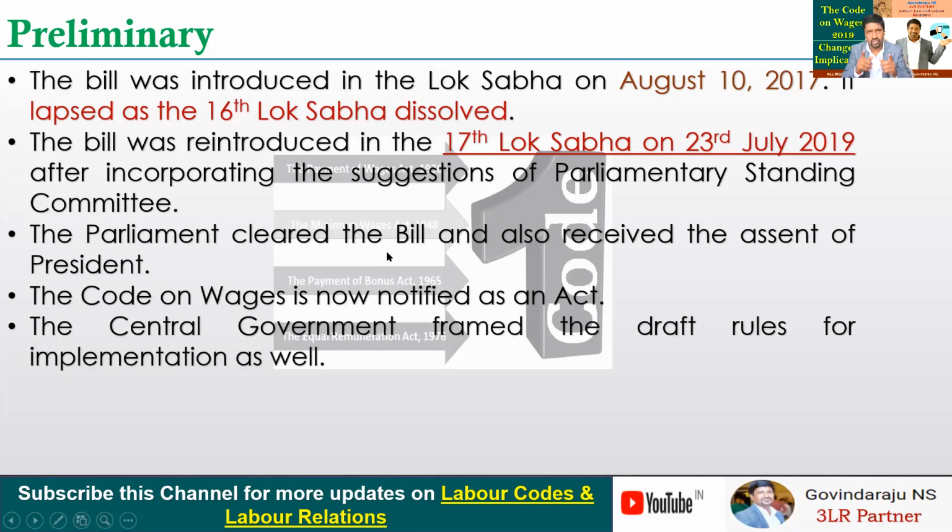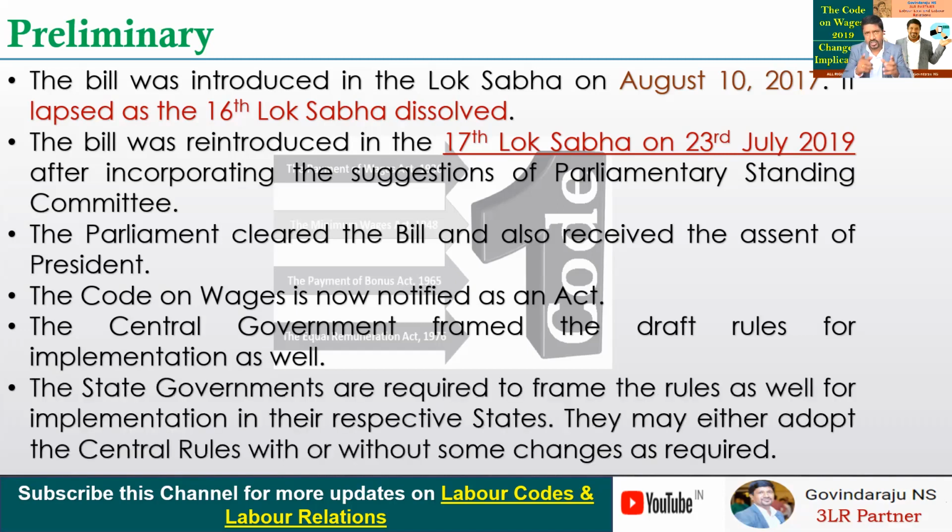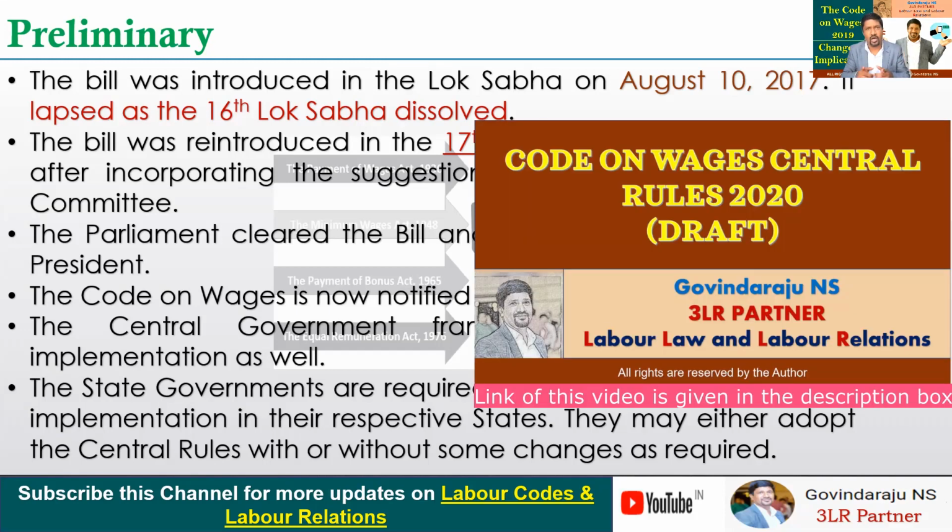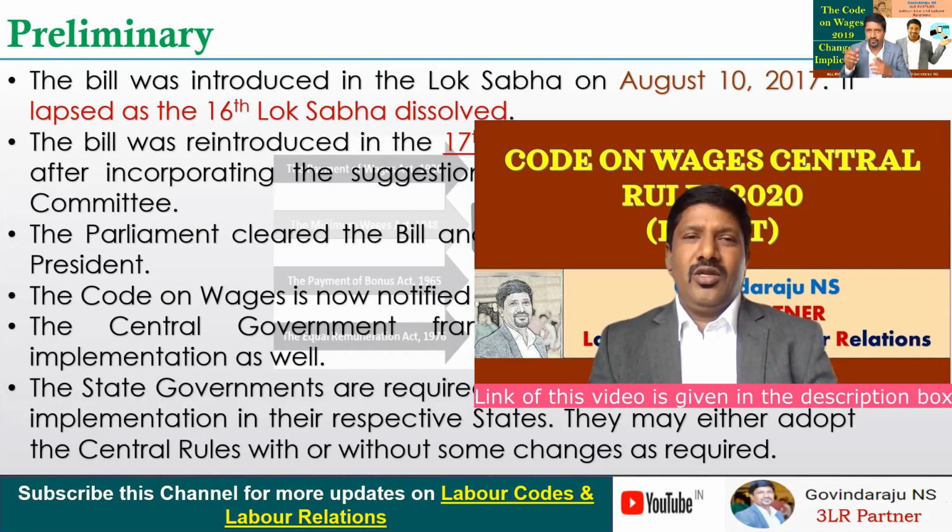However, the code is not implemented yet, because there is something called the appointed date in the code that needs to be fixed by the central government, and rules are also necessary for implementation. The central government has already framed the rules, and the draft rules were issued for public objections, with a time limit fixed. Now we are waiting for the notification of the rules and the fixation of the appointed date. After this, the state governments are also required to frame rules for implementation. The state governments may adopt the central rules, or they may have their own set of rules. I have already talked about the draft rules in this video. If you are interested, please watch it for details.